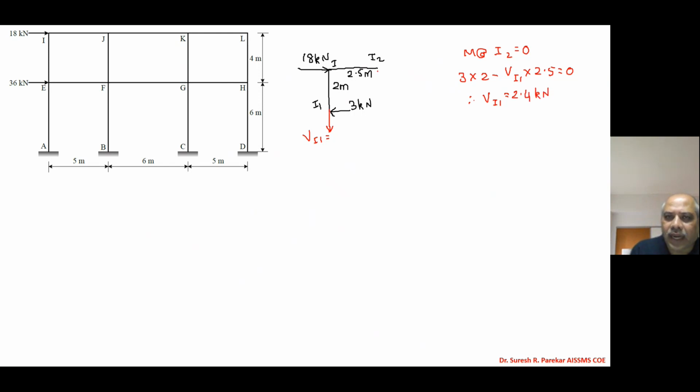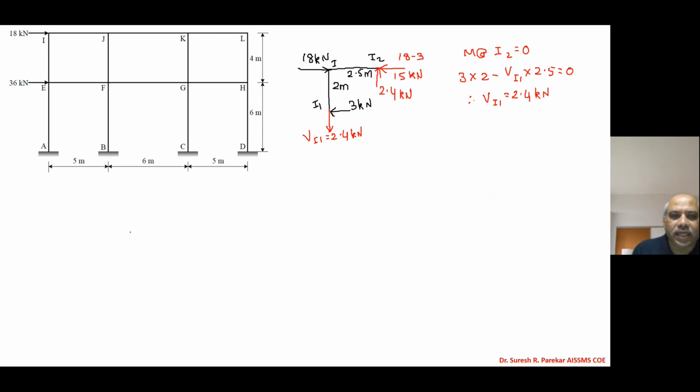Now I can have direct values at I2. I will apply Fx equal to 0. So we have 3 kilonewtons towards left, 18 towards right. So I require 18 minus 3, and this gives me 15 kilonewtons. Now VI1 downward value is 2.4 kilonewtons, so automatically at I2 it will go upward 2.4 kilonewtons.